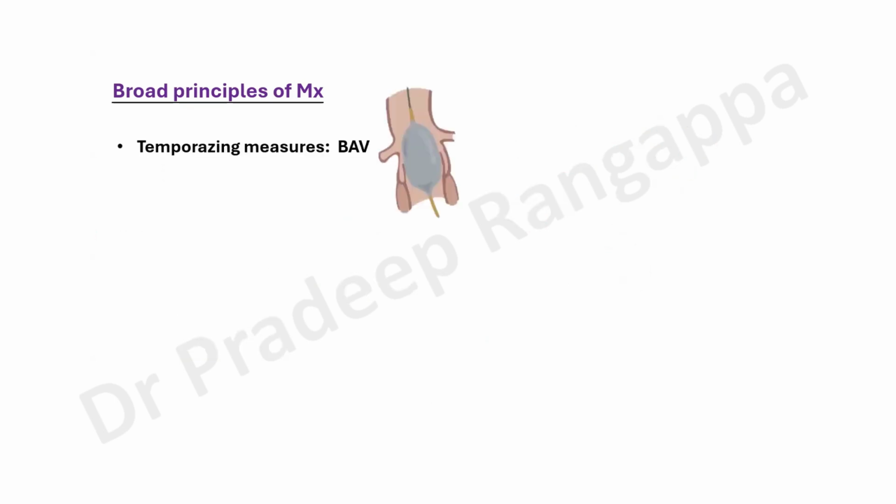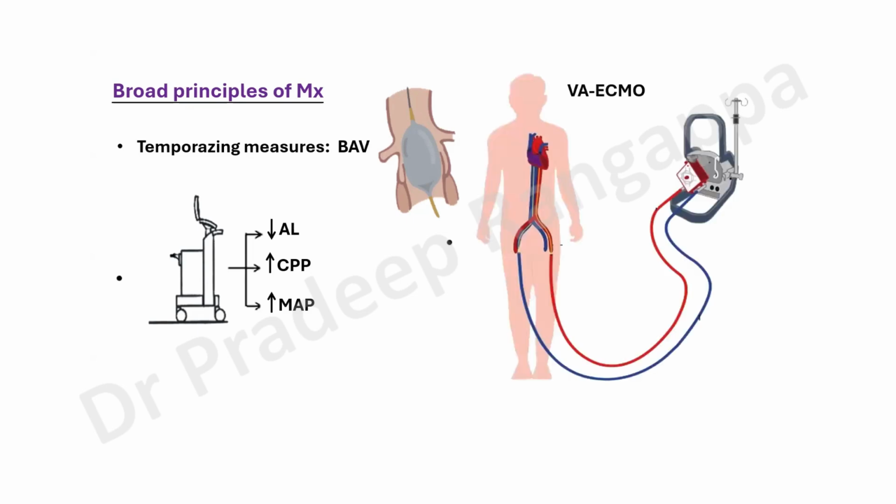As temporizing measures, you can think of balloon aortic valvuloplasty to relieve the obstruction, because the definitive treatment is to relieve the obstruction. Even an intra-aortic balloon pump could be considered, because a balloon pump helps to reduce afterload, increases the coronary perfusion pressure, which is a problem in aortic stenosis, and increases the diastolic blood pressure, which is also a problem in aortic stenosis, and is so important to improve the coronary perfusion pressure.